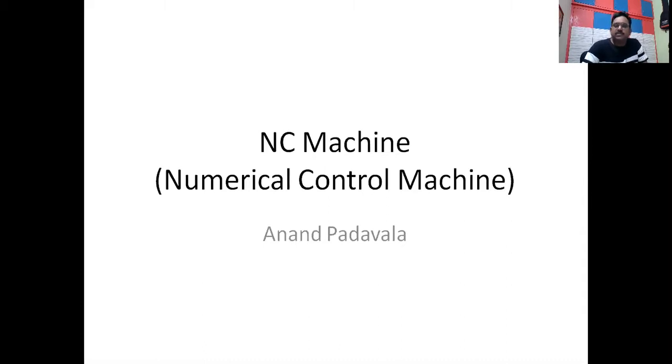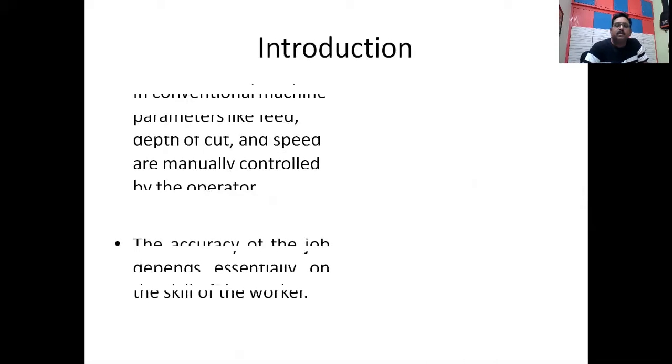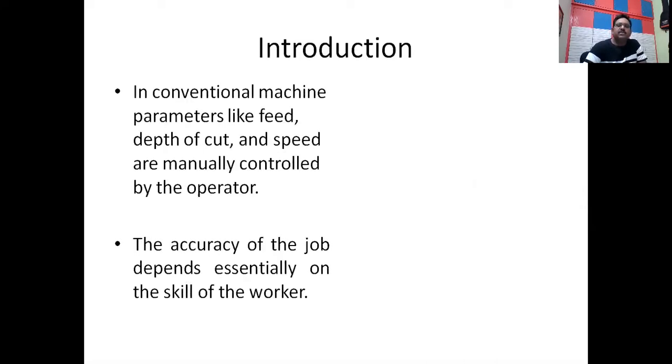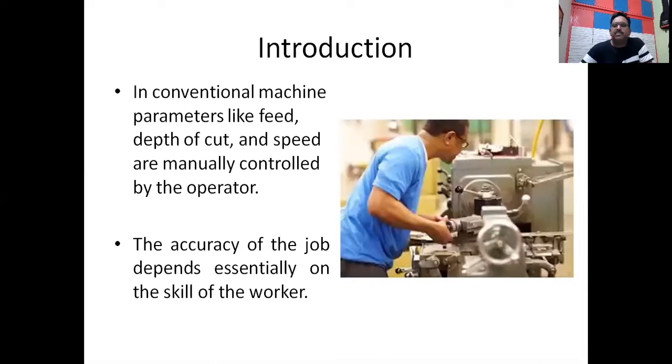So let us go with the introduction to the NC machines. In conventional machines, parameters like feed, depth of cut, and speed are manually controlled by operators, and the accuracy of the job essentially depends on the skill of the workers. This is conventional or traditional machining.